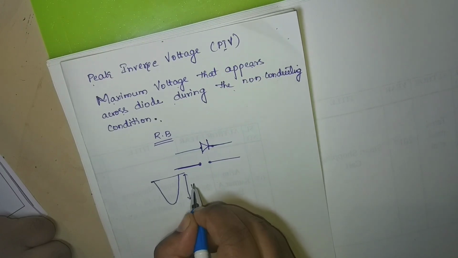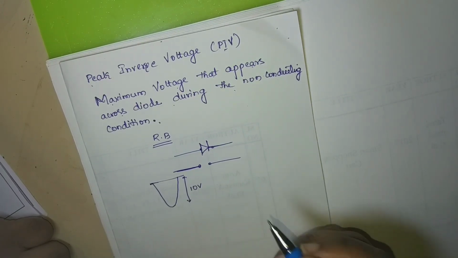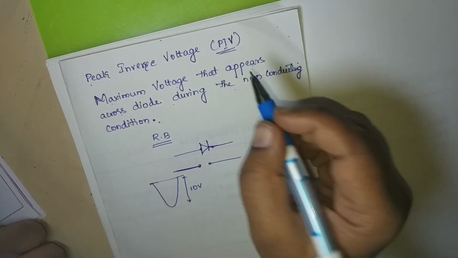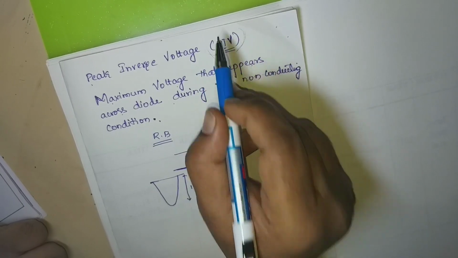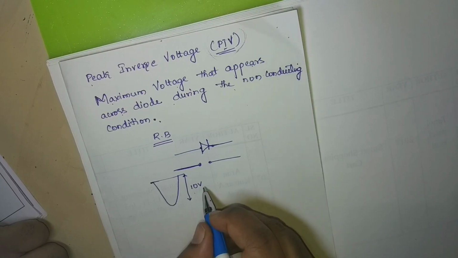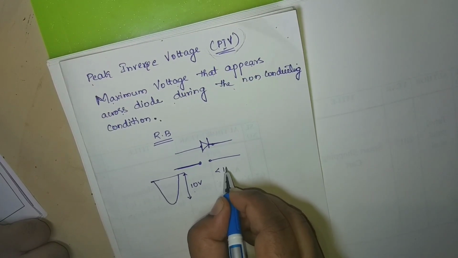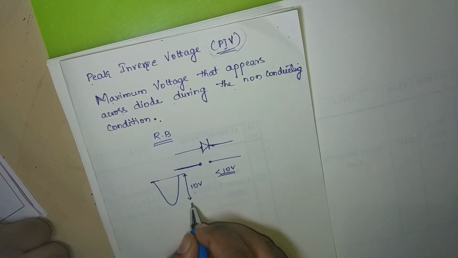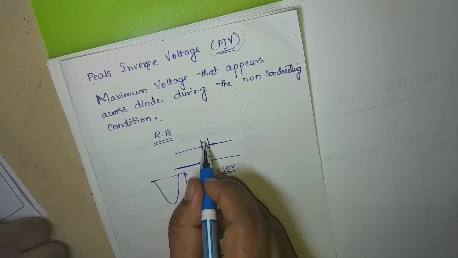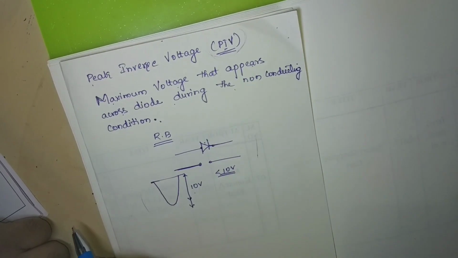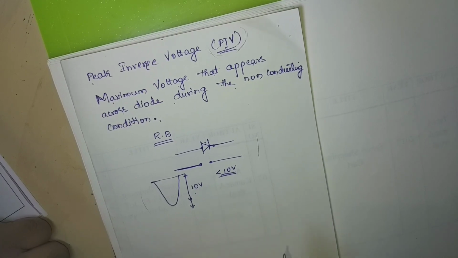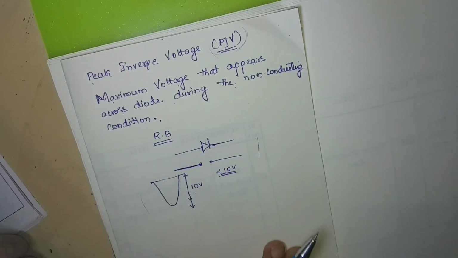Suppose it is given as 10 volts. The PIV value will be specified by the manufacturer, who gives the rating of the maximum voltage you can apply. If they say 10 volts, then whatever voltage you apply should be less than 10 volts. If you apply more than 10 volts, the diode will break down, that is, it damages the diode. So the PIV rating shows the amount of voltage that we can apply to the diode in reverse biased condition. This is about peak inverse voltage.